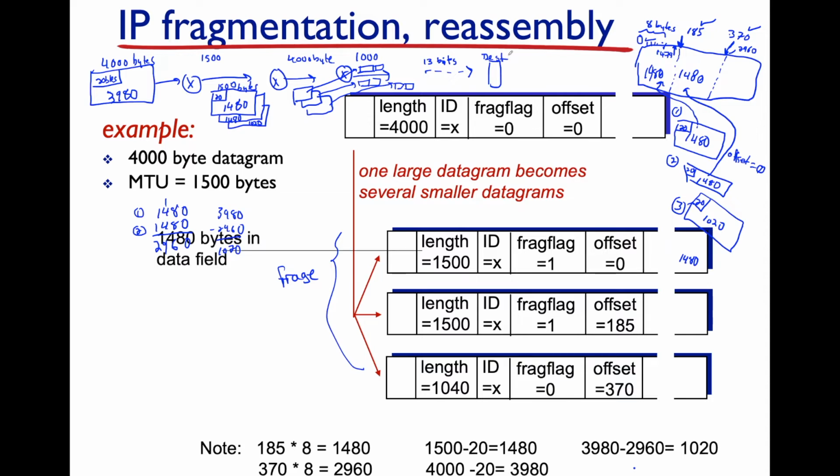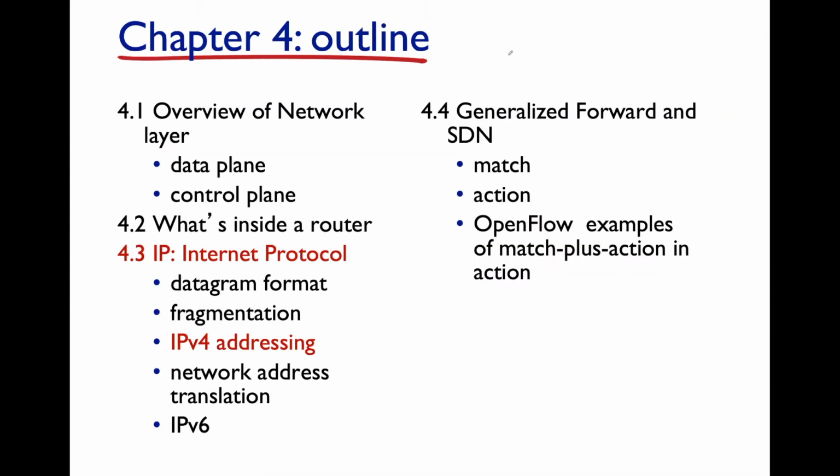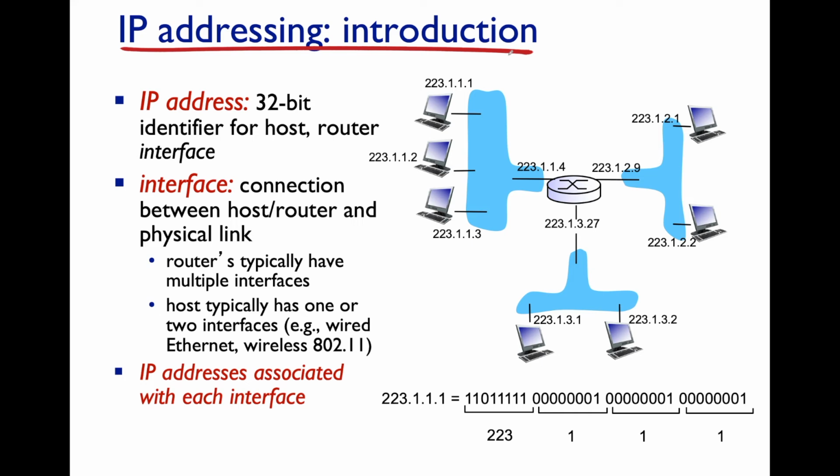Okay, so we have this length field, 1480 bytes. Our offset here is 185 for the second fragment, and our offset for the third fragment is 370. All right, so let's take a look at the addressing for Internet Protocol.